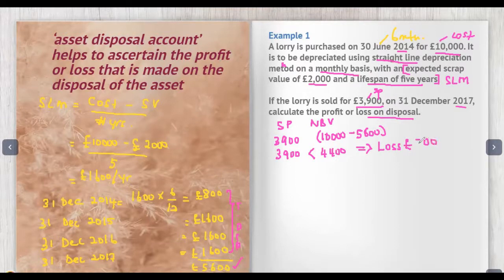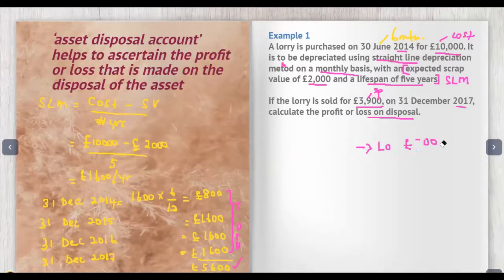So there you go. This is the first method. You just find the gain or loss on the disposal by doing the difference, which shows that the net book value is much higher than the selling price. Now let's look at how to do the T accounts for this.